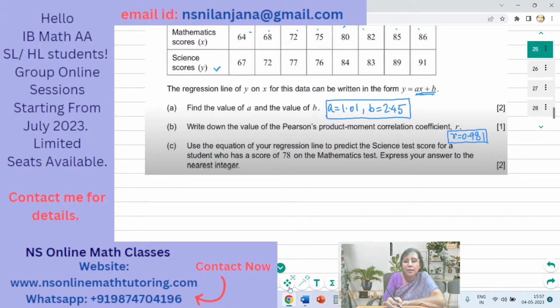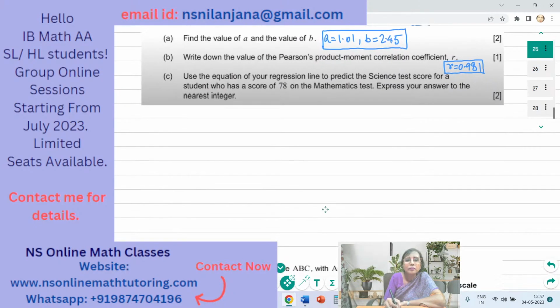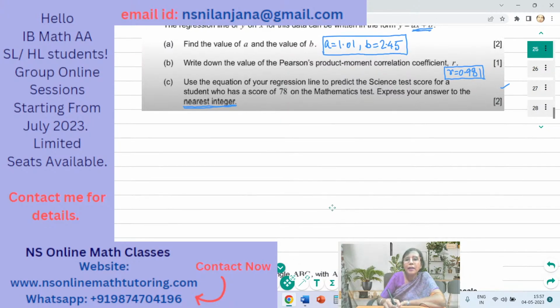And now they are saying subpart C, use the equation of the regression line to predict the science test score for a student who has got a score of 78 on the mathematics test. Express your answer to the nearest integer. This is important. It contains 2 marks.